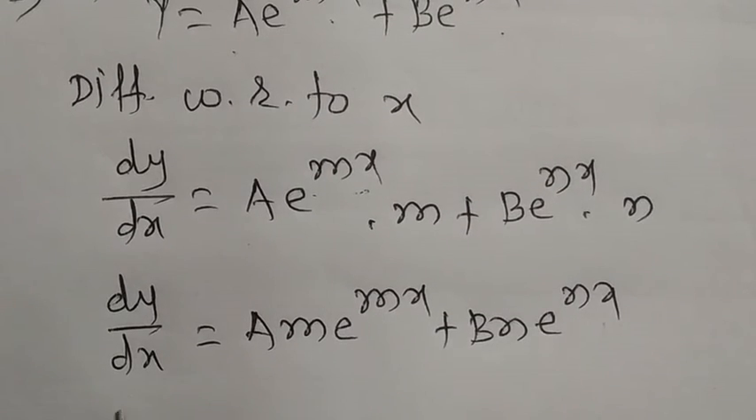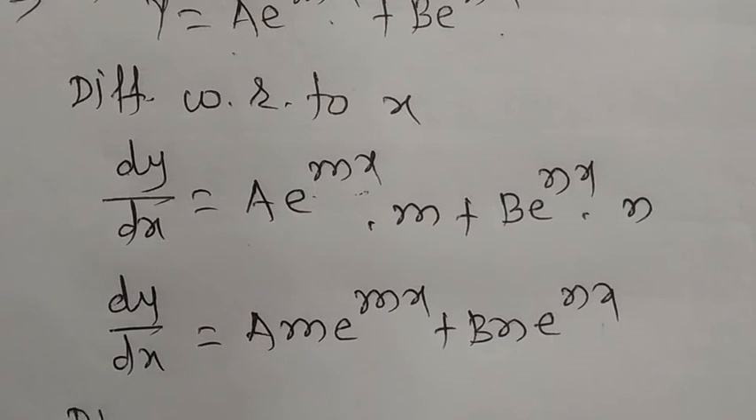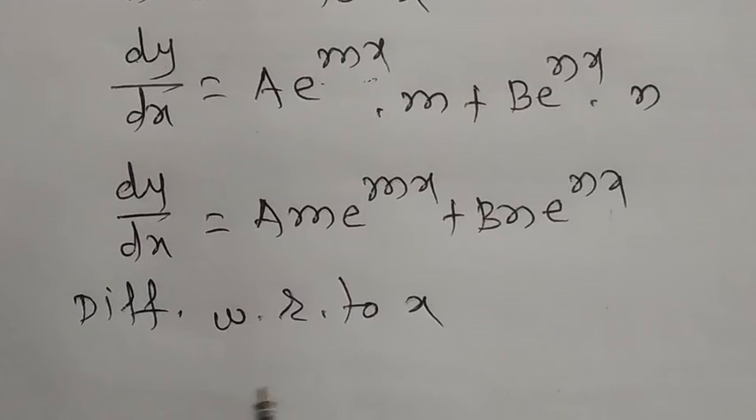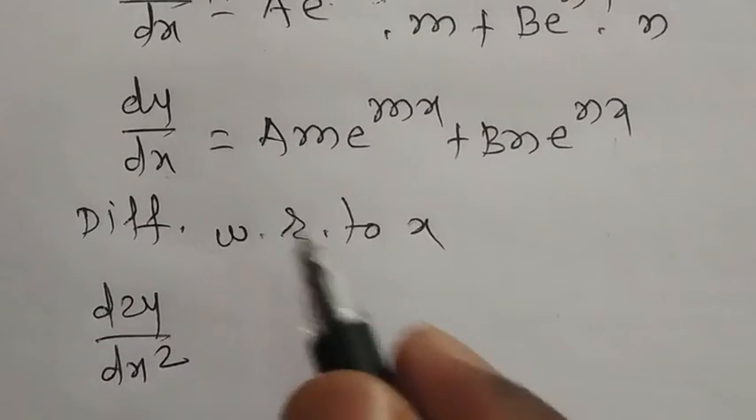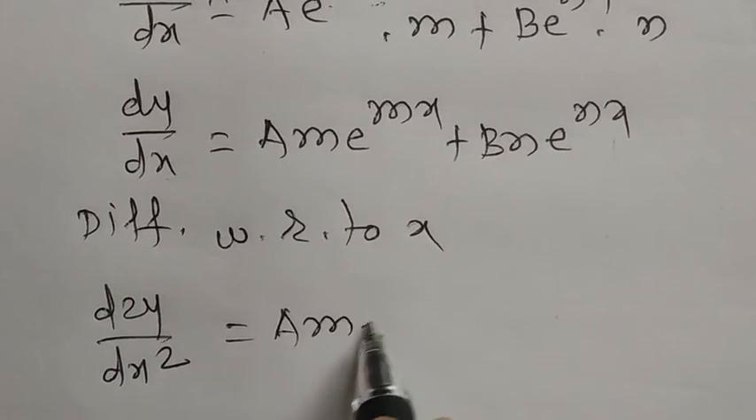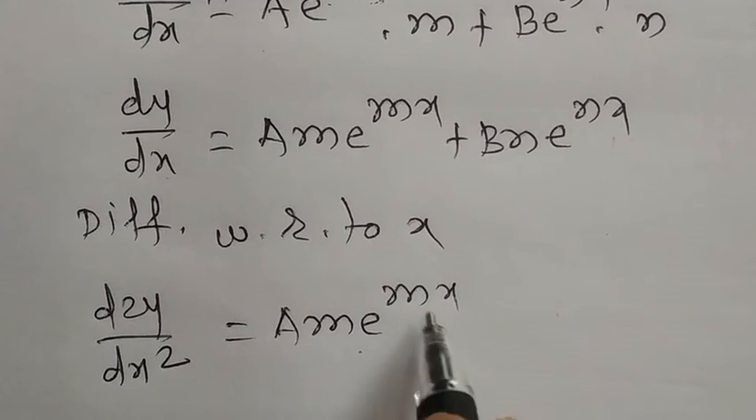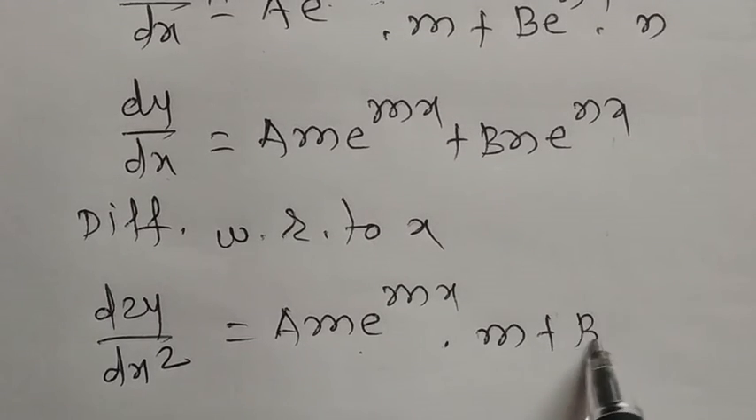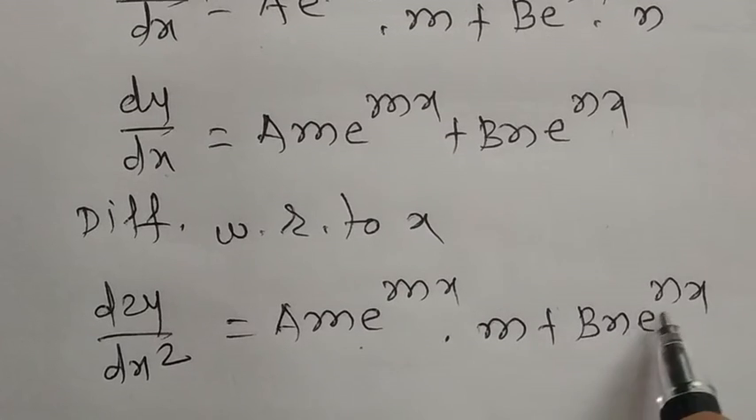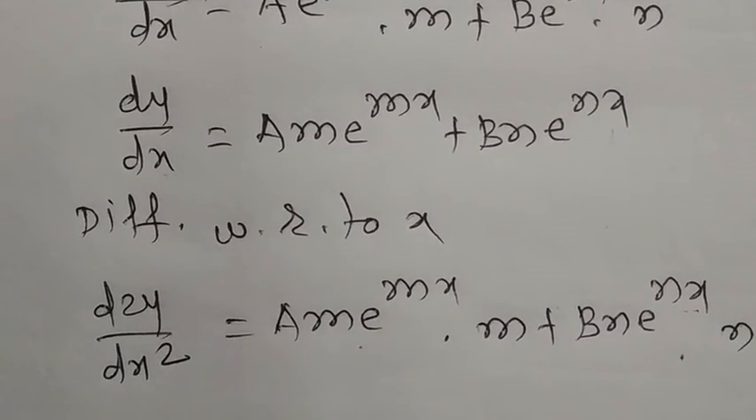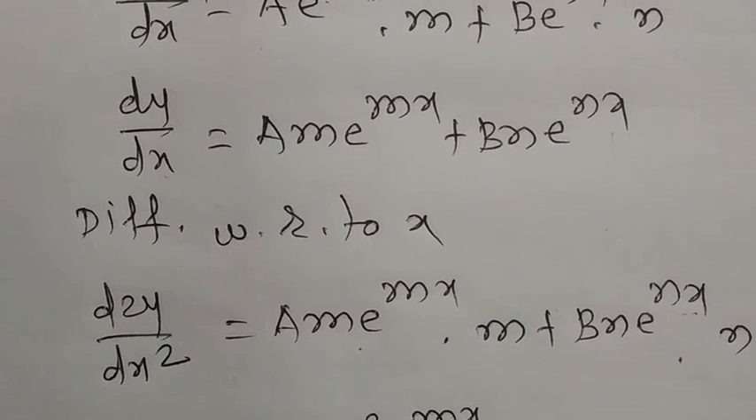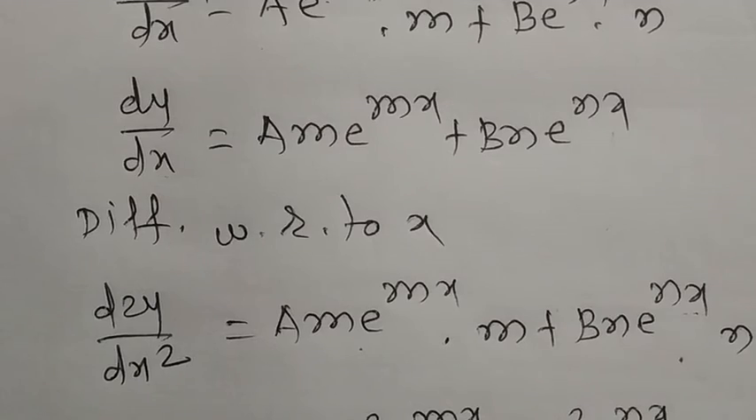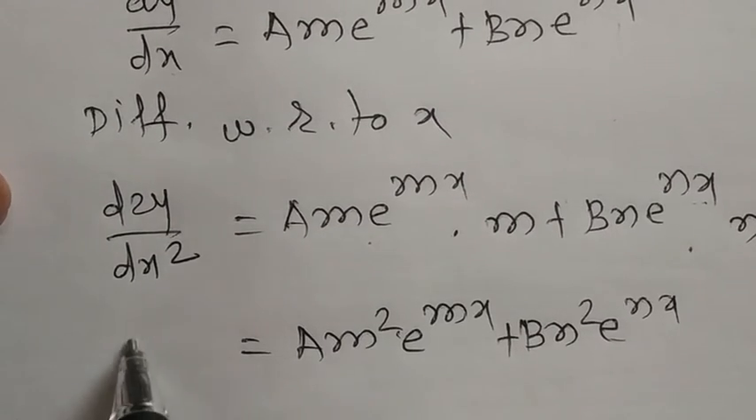Now take the double differentiation, so differentiate with respect to x again. Then d2y by dx square, because d by dx of dy by dx is d2y by dx square, is am e to the power mx, and the derivative of e to the power mx is m, plus bn e to the power nx, and the derivative of nx is simply n. That is am square e to the power mx plus bn square e to the power nx. This is your d2y by dx square.